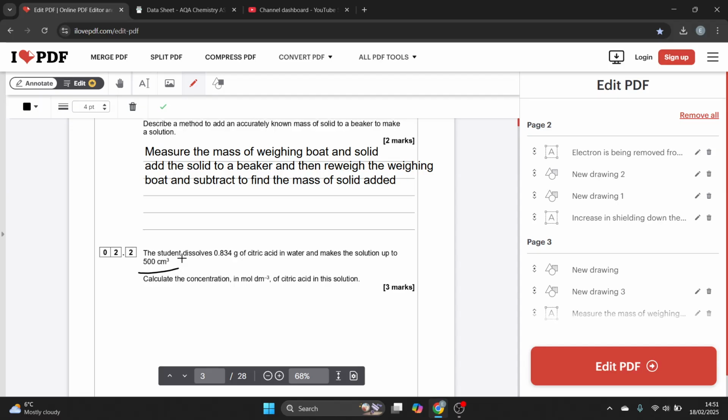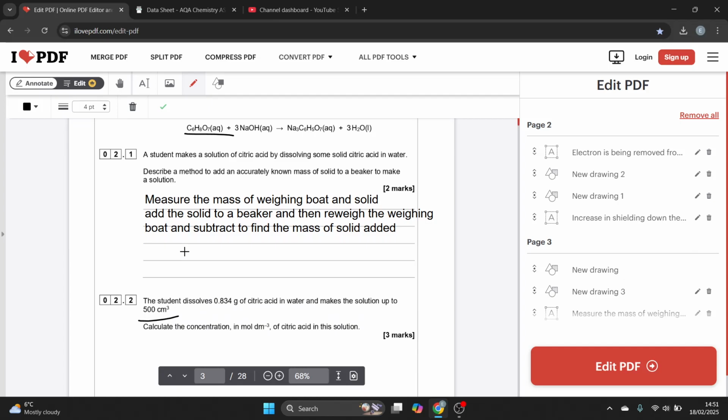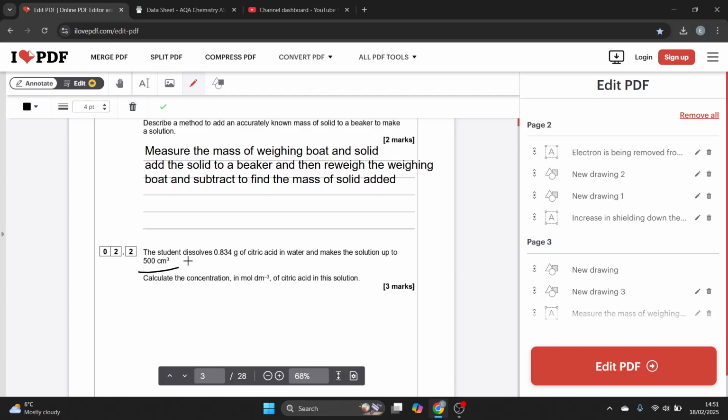Then 2.2, the student dissolved this much citric acid in water, made the solution up to this much, calculate the concentration of citric acid in the solution. The first thing I would need to do is find out the moles of citric acid. Then I know concentration is moles divided by volume. Yeah, that's what I'm going to need to do.